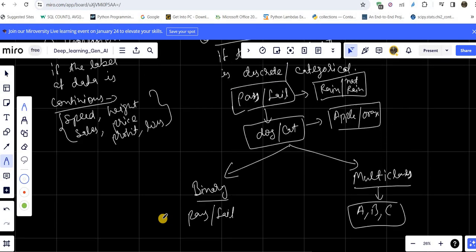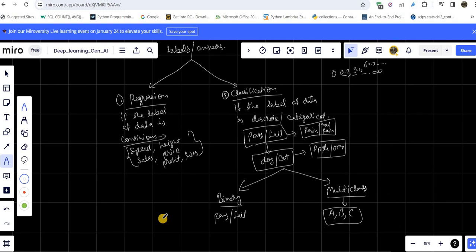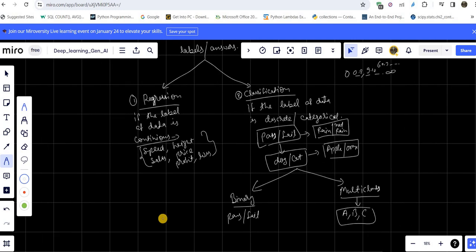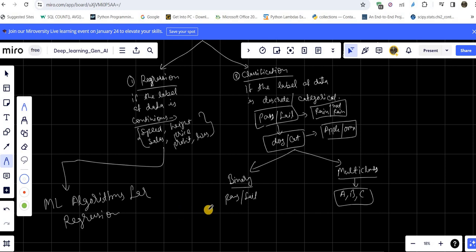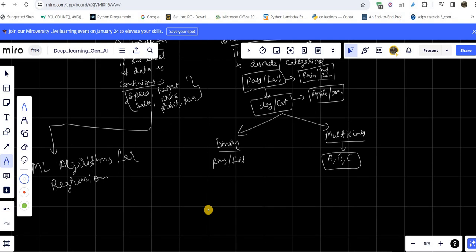Now let's understand here. In regression, there are multiple algorithms. So I'm writing here ML algorithms for regression, and here let's suppose I'm doing ML algorithms for classification.